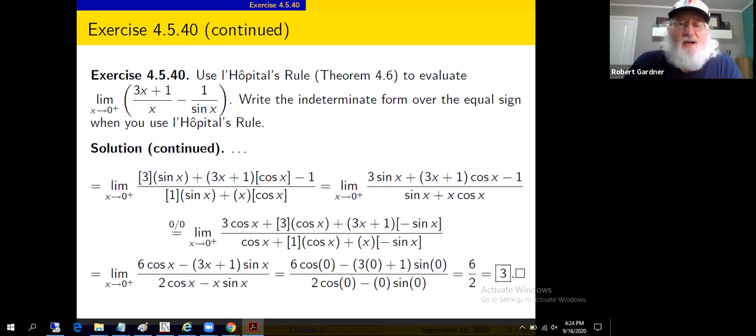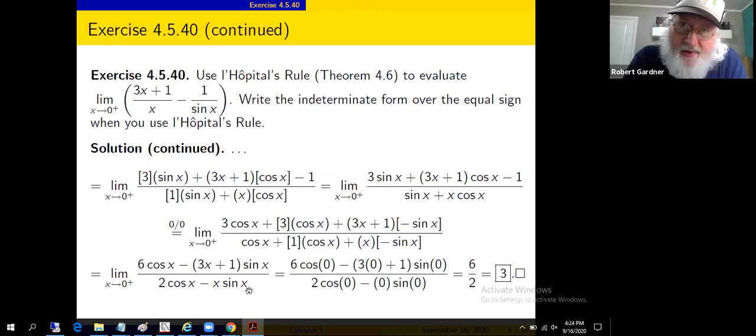Can you clean this up? Yeah, a little bit. There's a 3 cosine x and another 3 cosine x, so that'll give us 6 cosine x. Bring the negative out front, and that's about it. Minus 3x plus 1 times sine x. In the denominator, cosine x plus another cosine x, for 2 cosine x's, bring the negative out front. We'll have minus x sine x.